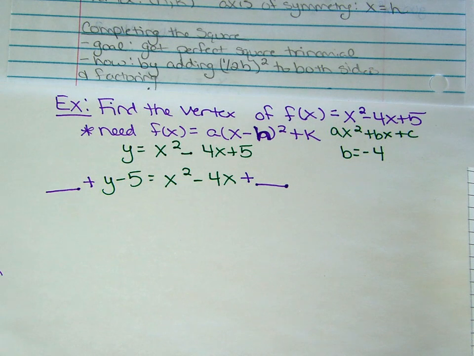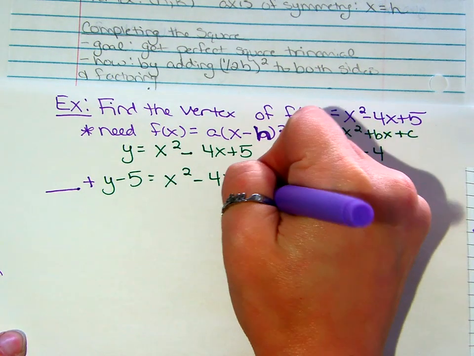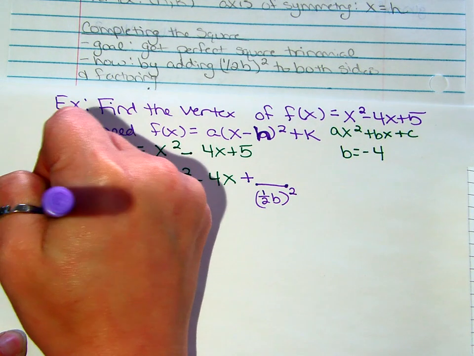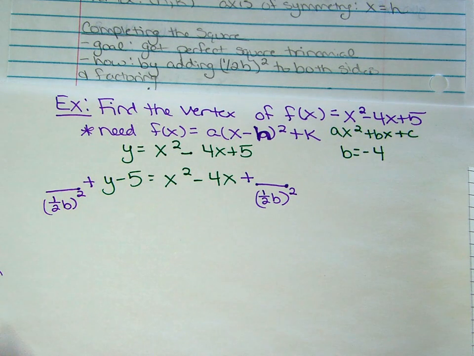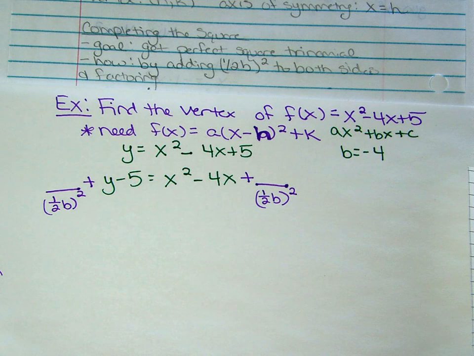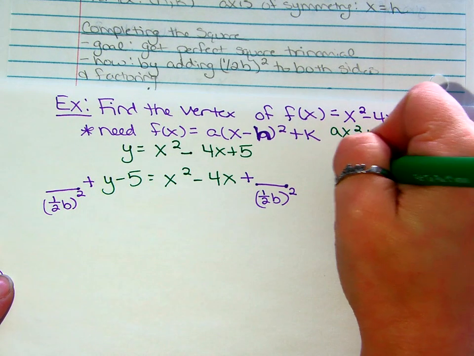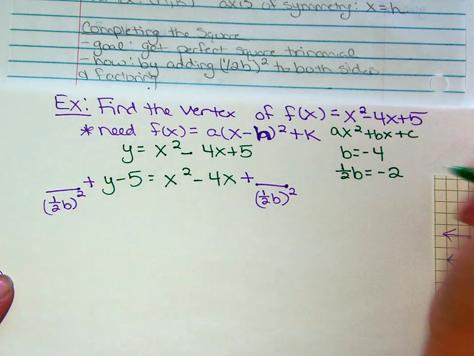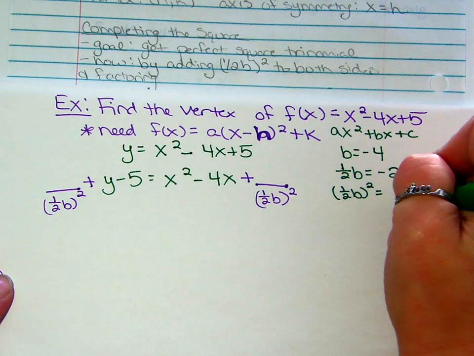So what goes in this blank is the 1/2 b squared. Up here it says, how do we complete the square? By adding 1/2 b squared to both sides. Well, you just told me my b is negative 4. So 1/2 b would be negative 2. So 1/2 b squared would be what? Positive 4. So I'm going to add positive 4 to both sides.